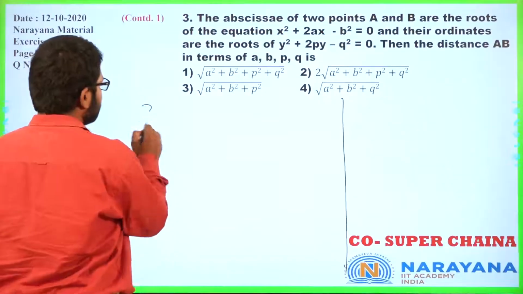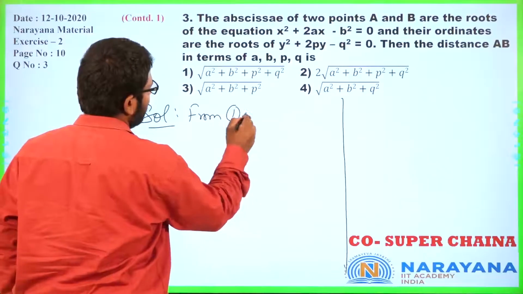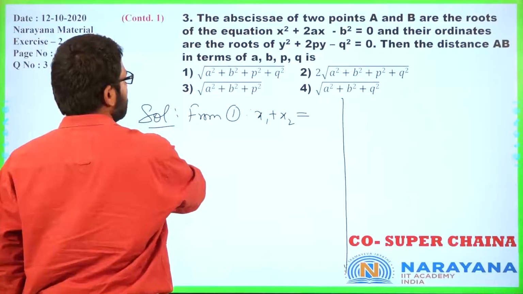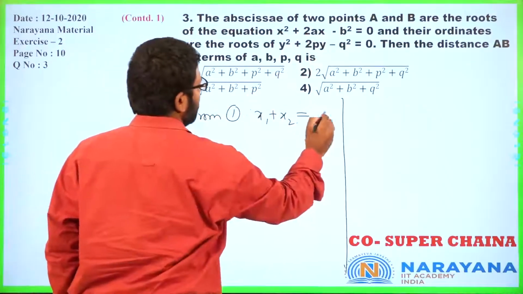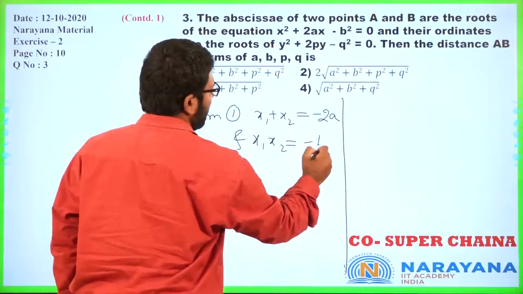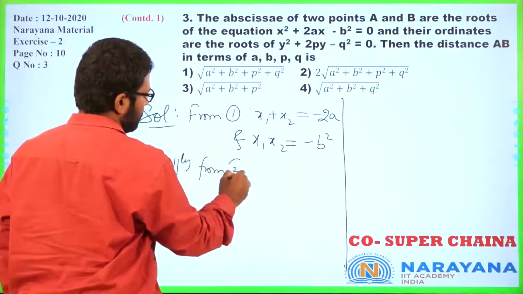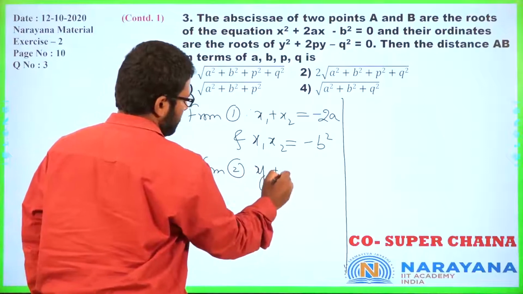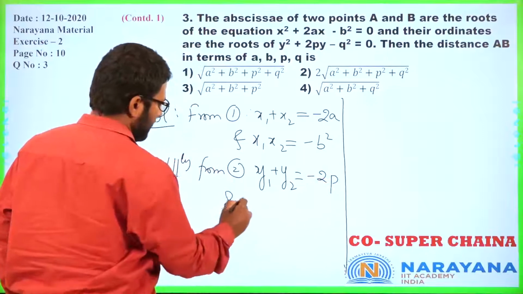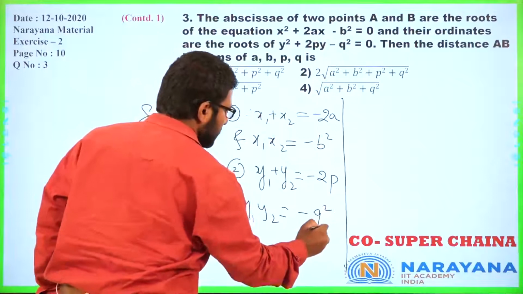So we will say from equation 1, x1 plus x2, look at this, is minus 2a, right? And x1 x2 would be minus b square. Similarly from 2, y1 plus y2 would be minus 2p and y1 y2 is minus q square.